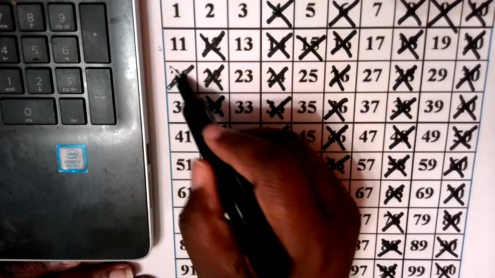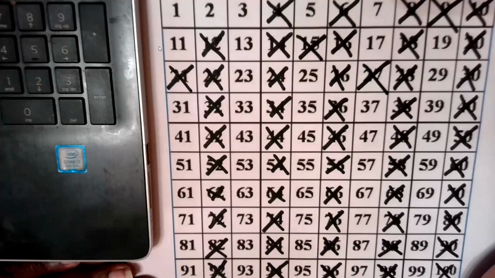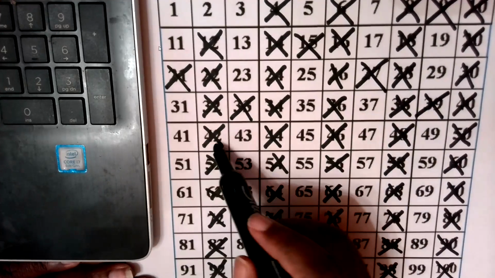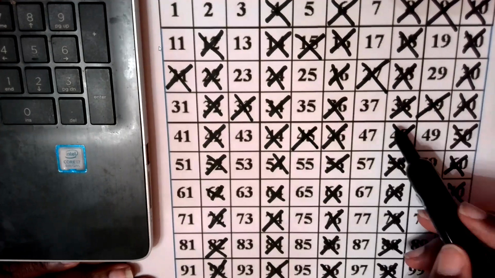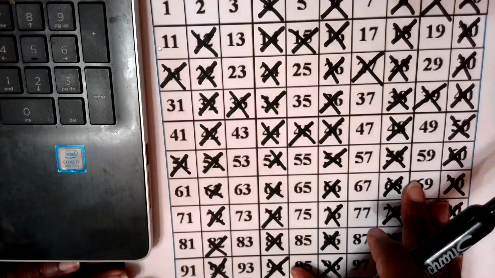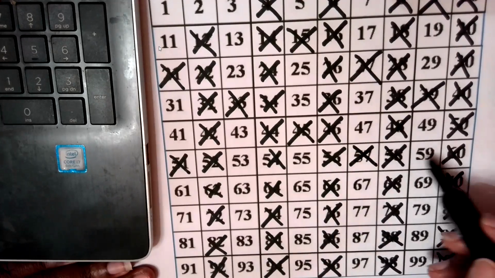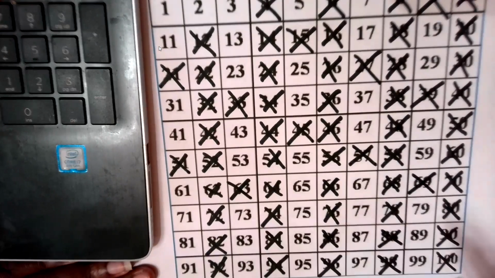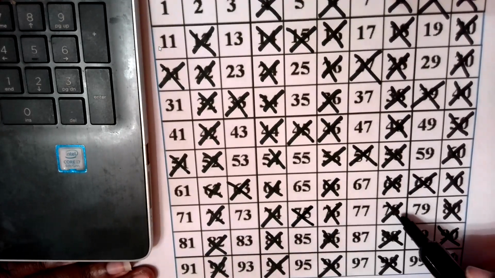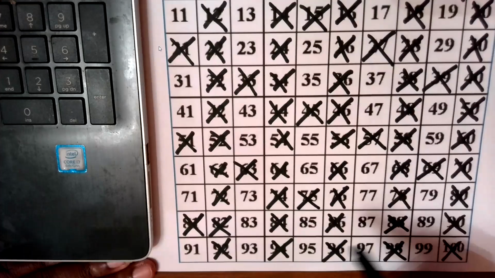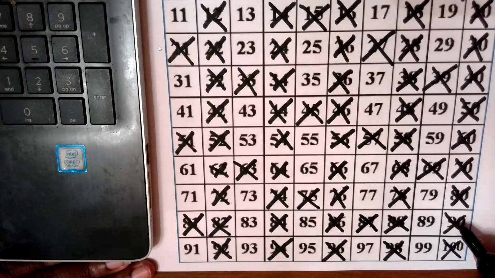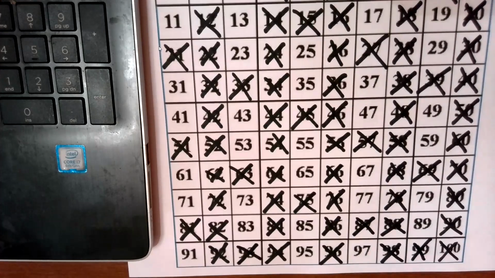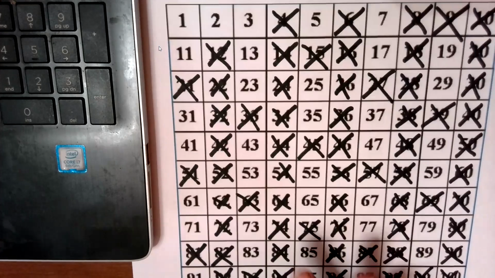18, 21, 24, 27, 30, 33, 36, 39, 42, 45, 48, 51, 54, 57, 60, 63, 66, 69, 72, 75, 78, 81, 84, 87, 90, 93, 96, 99. So we've knocked off all the multiples of 2 and 3.